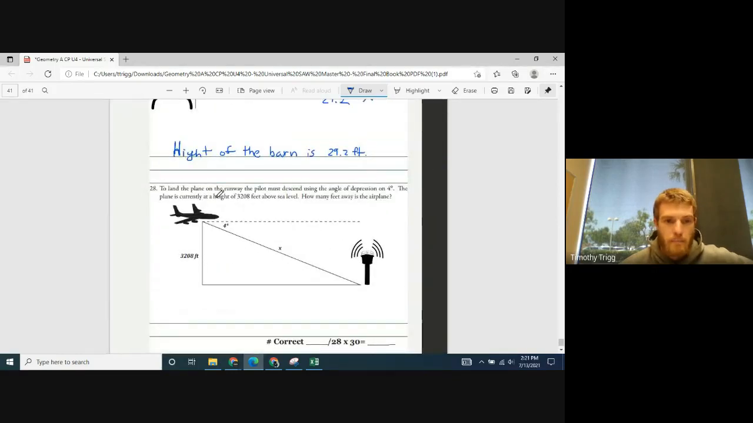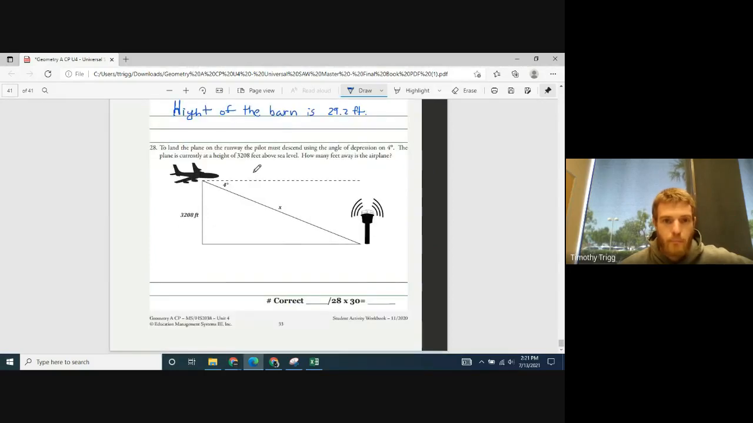To land the plane on the runway, the pilot must descend using an angle of depression of 4 degrees. The plane is currently at a height of 3,208 feet above sea level. Okay, we can see that there. The height the plane is flying at is right here, 3,208. How many feet away is the airplane? So we want to find this distance, X.